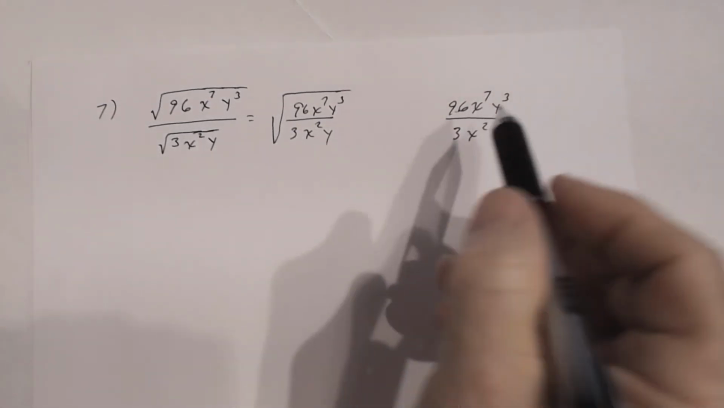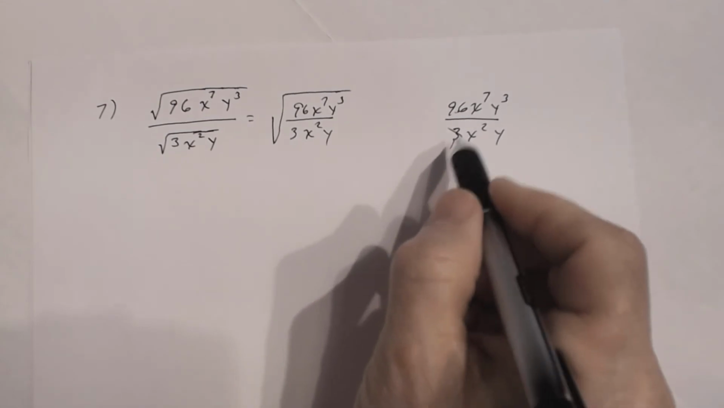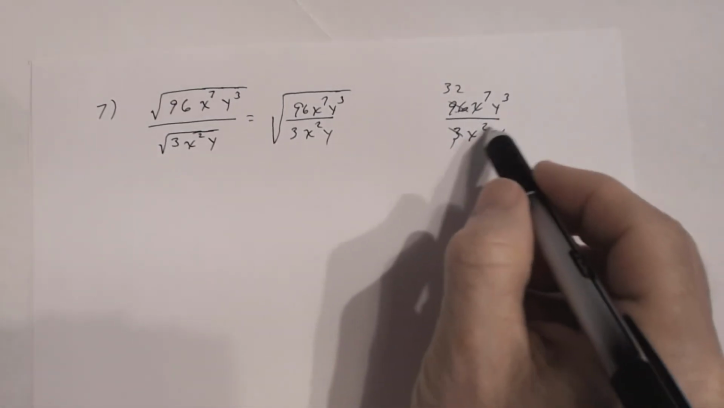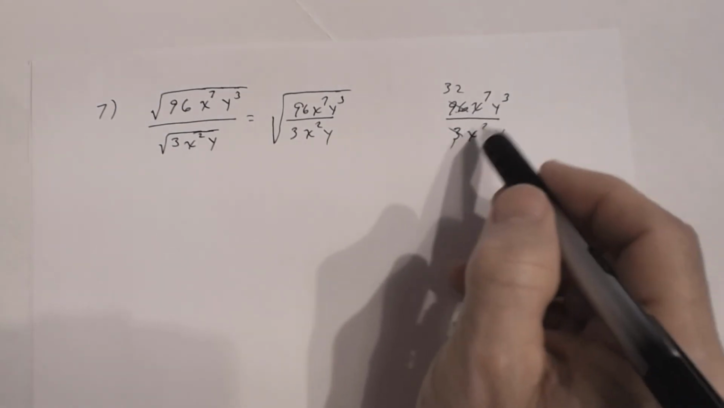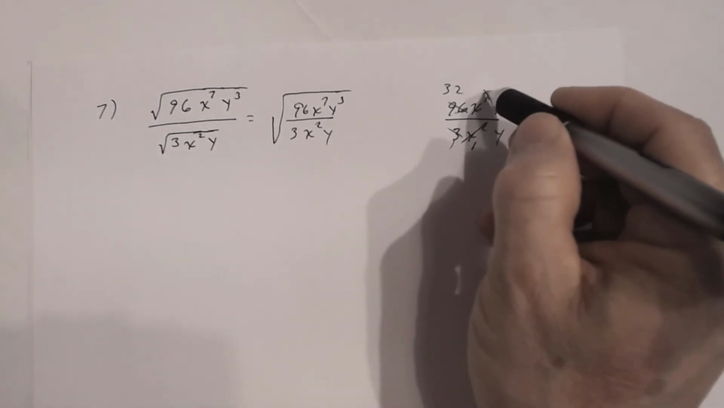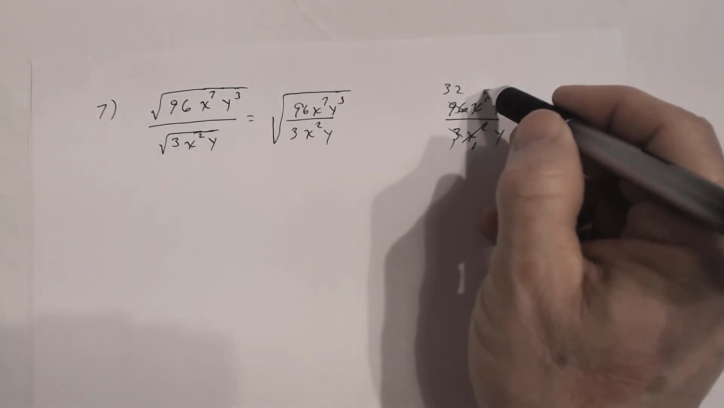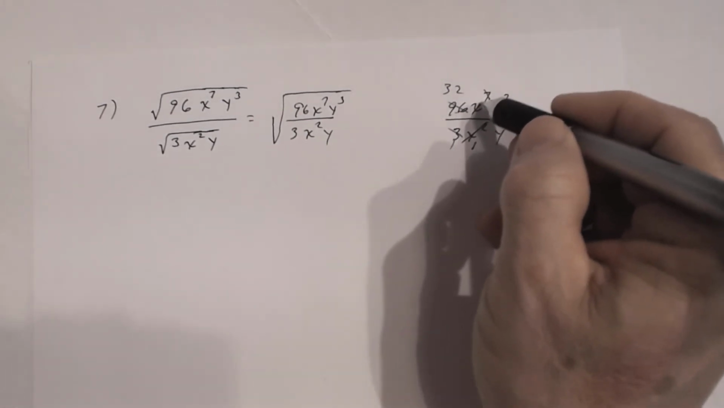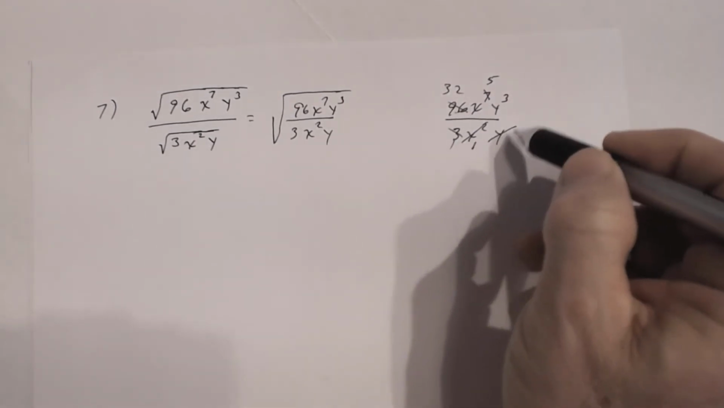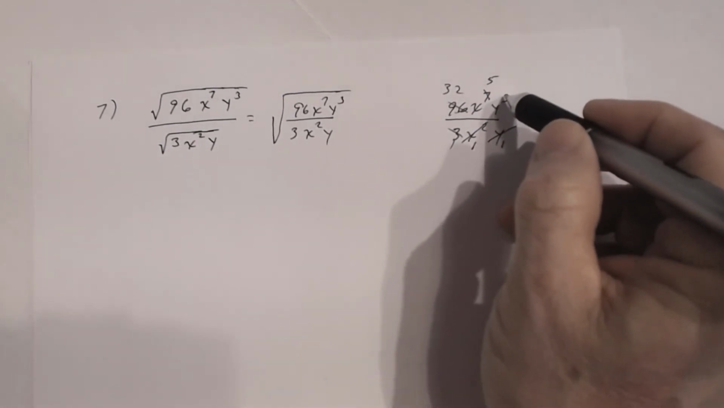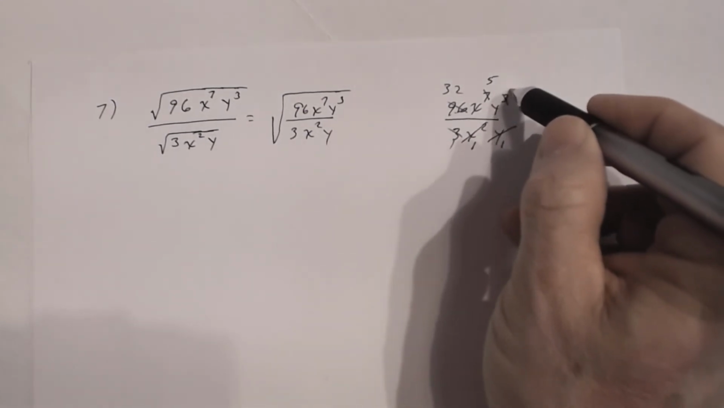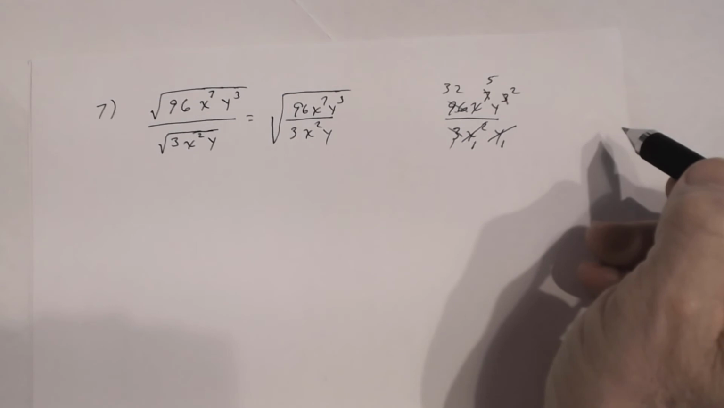All right. So I know that 3 goes into 3 one time, and 3 will go into 96 32 times. I have 7 factors of x here. I have 2 here, so all of these will divide into 2 of these, so you're left with 5. And then this factor y divided by itself is 1, and then y cubed divided by y, you'd have 2 factors of y left.